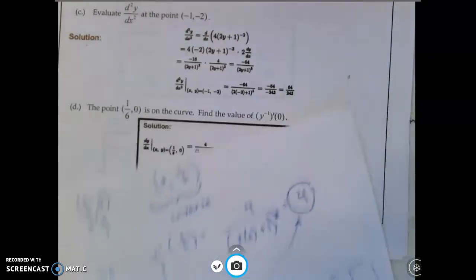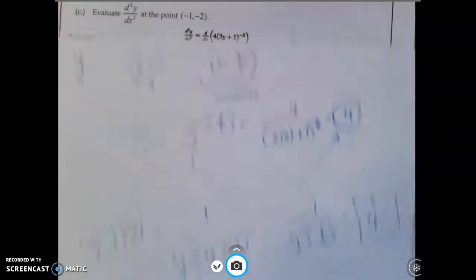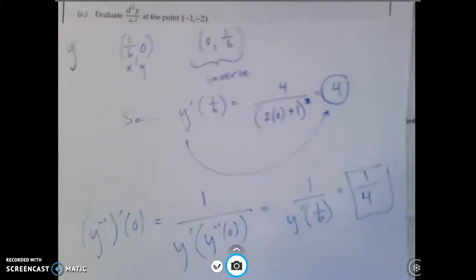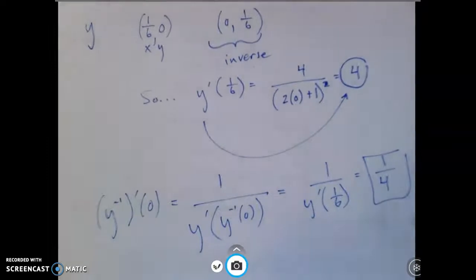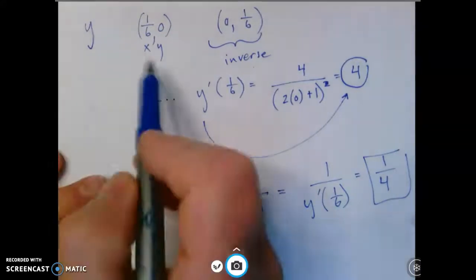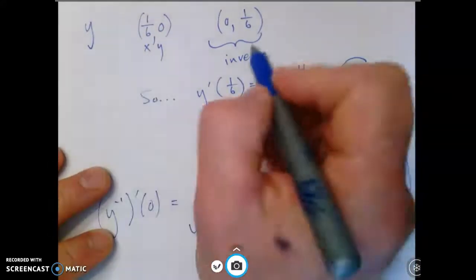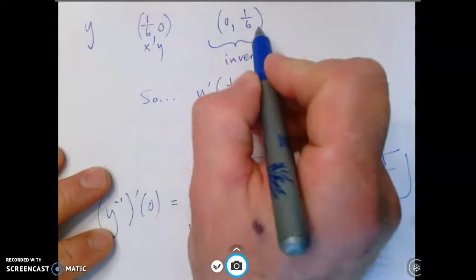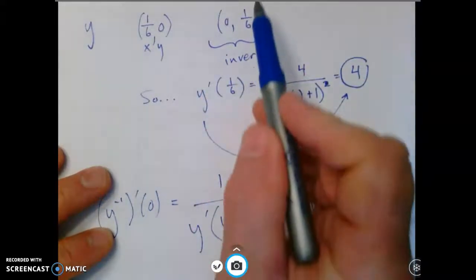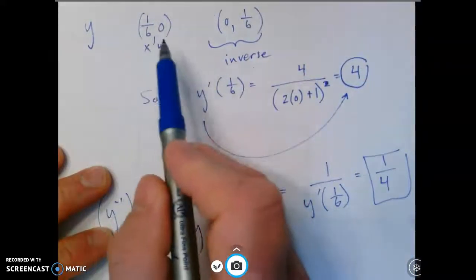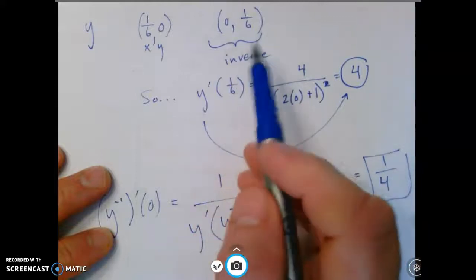So when we do these types of problems, it's really important for us to identify everything we know before we dive into the problem. It doesn't help to be doing a problem and then discover what we know. So they gave us that this is on the curve. Therefore, this point (0, 1/6) is on the inverse of the curve. All right, so we have (1/6, 0), and then therefore (0, 1/6) is on the inverse.